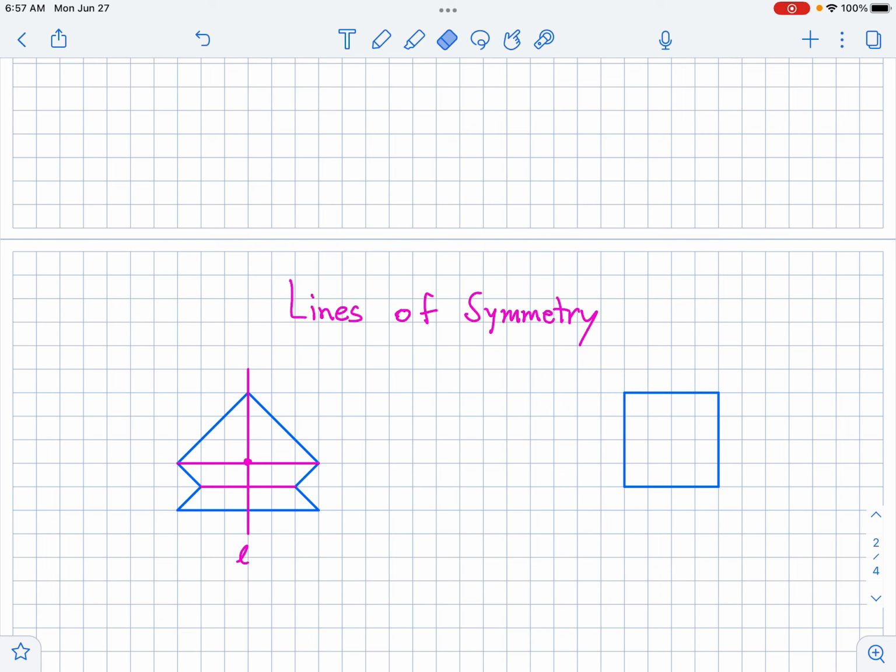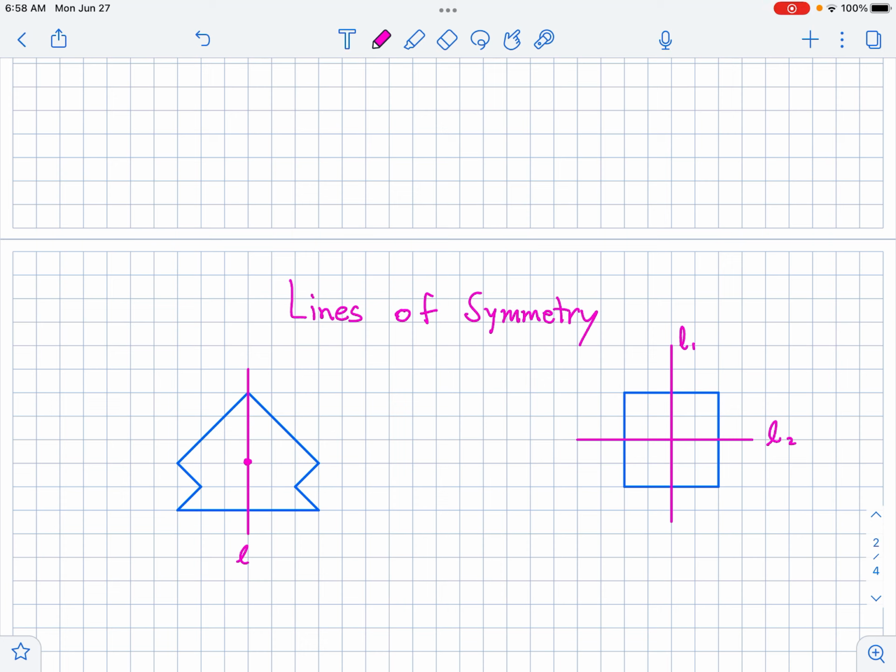Now, some things have more lines of symmetry. This has one line of symmetry. Think about a square. I want to find a place where I can fold this on top of itself. Well, right here's one. I'll call that line 1. Now we've got another one right here for a square. I'll call that line 2. So there's 2 lines. I could fold it left to right or up to down. But wait a minute, there's more.